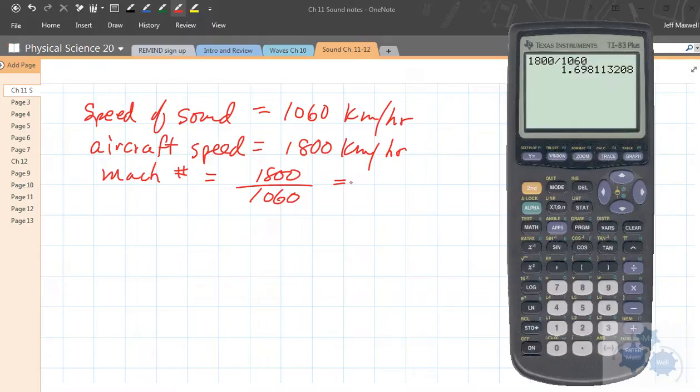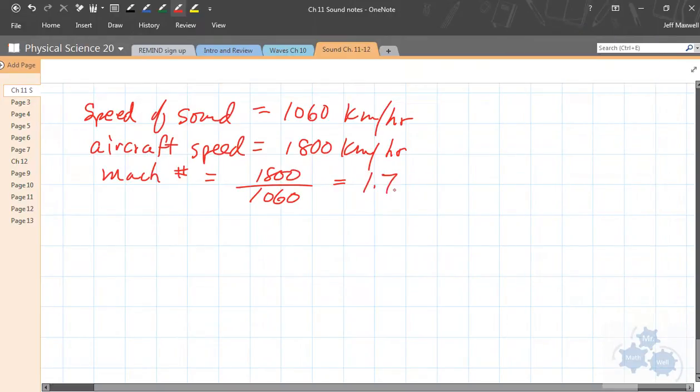Now, someone asked about sig figs. Okay, yeah, it would be 2 in this case, right? 2 sig figs would be the lowest number of sig figs in this. But anyways, 1.7. If you're wondering how many decimal places are sig figs, just go ahead and use the sig fig rule. You never go wrong there. 1.7. Okay, so Mach 1.7. And again, that's just a simple ratio of the speed of the object to the speed of sound in air for that situation.